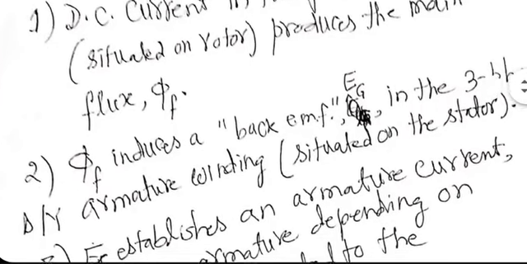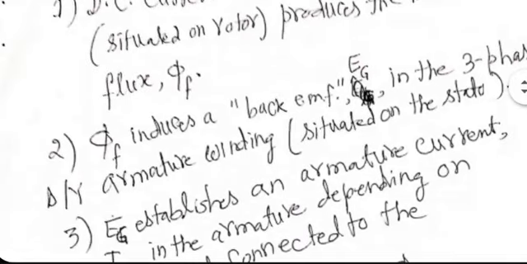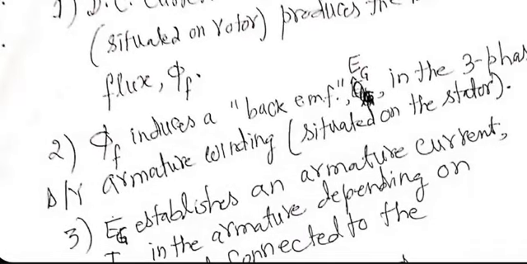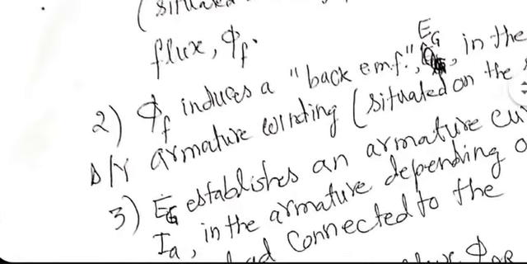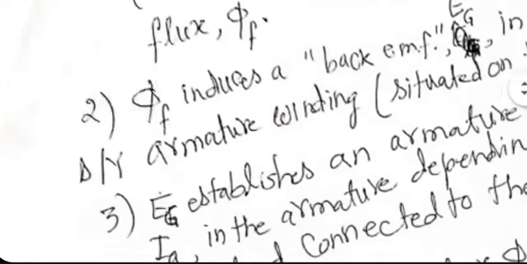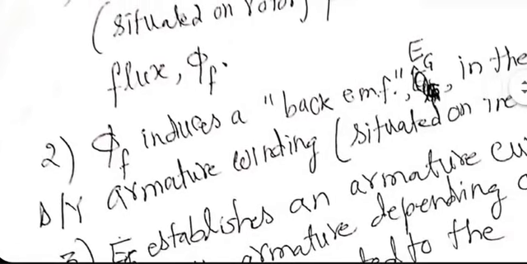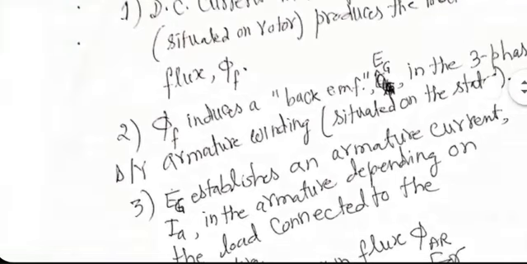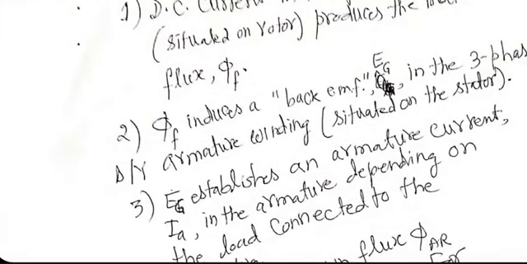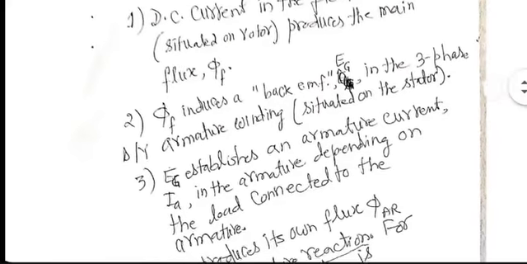Phi F induces a back EMF. I'm calling it EG actually in my notes. In the three-phase delta or Y armature winding. The three-phase winding is on the armature, which is stationary. It can be delta winding or Y winding, right? So that flux, which is rotating, cuts those windings and produces the three-phase output.